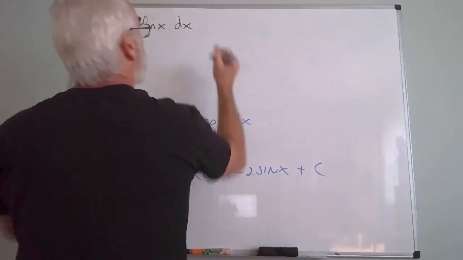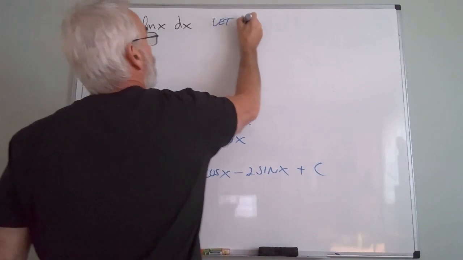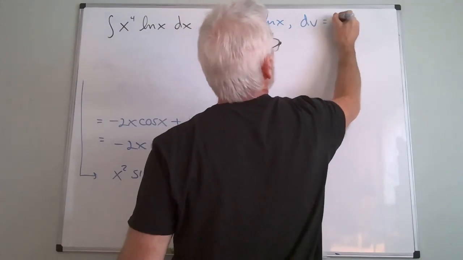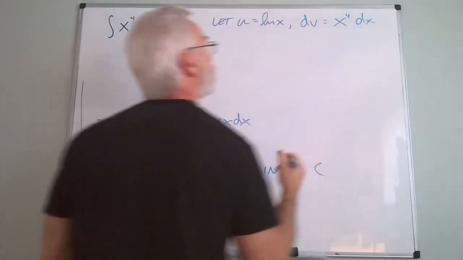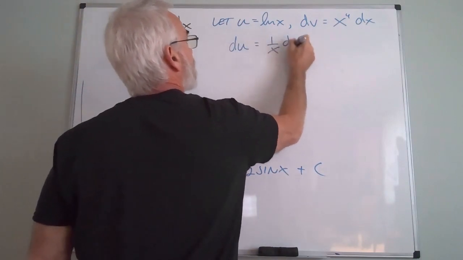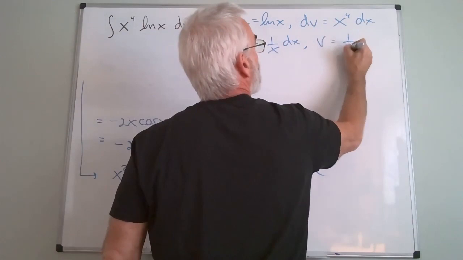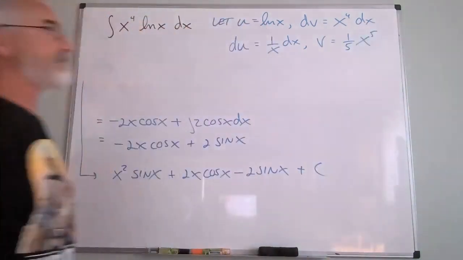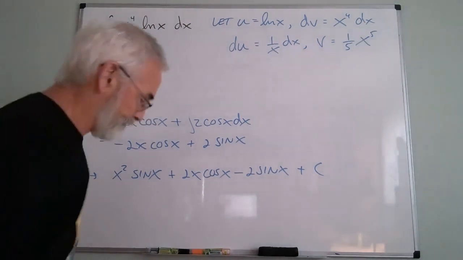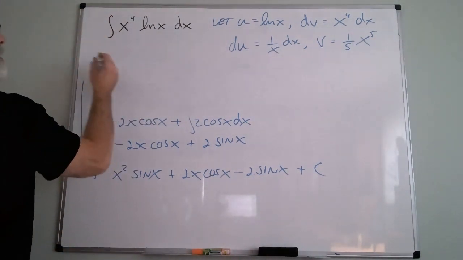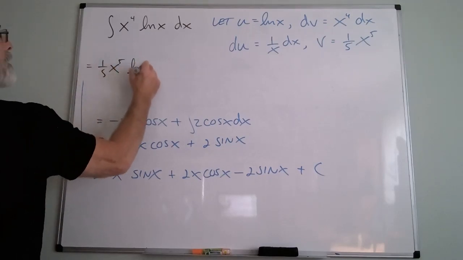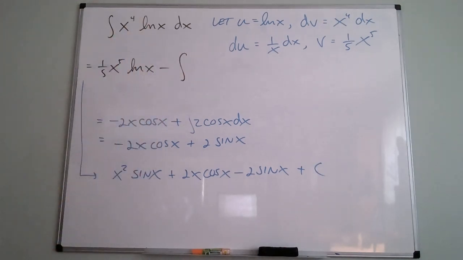So in this case, we will let u equal the log function. dv is x to the 4th dx. du is then 1 over x dx. v is then 1/5 x to the 5th. Okay, so when I go through, we're going to get uv, 1/5 x to the 5th log x, minus the integral of v du.